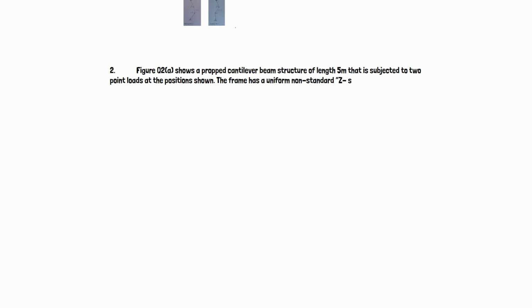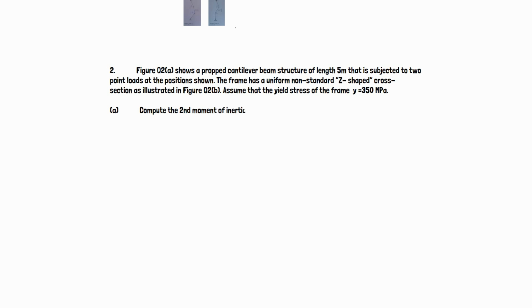Turnover. 2. Figure Q2a shows a propped cantilever beam structure of length 5 m subjected to 2 point loads at the positions shown. The frame has a uniform, non-standard Z-shaped cross-section, as Figure Q2b illustrates. Assume that the yield stress of the frame, Y, equals 350 MPa. A. Compute the second moment of inertia of the cross-section, I.